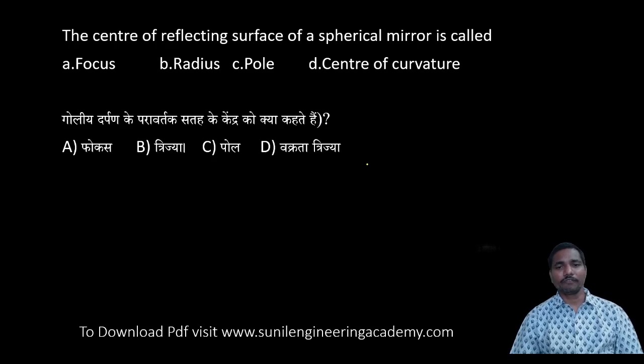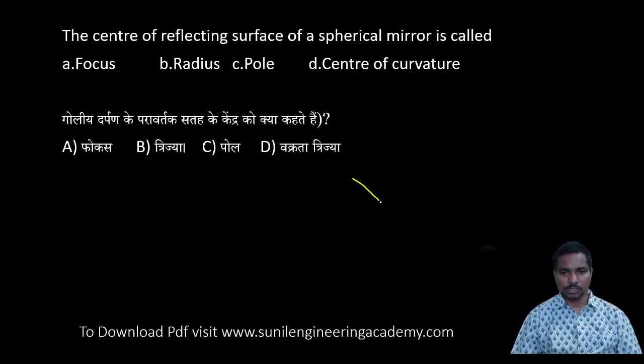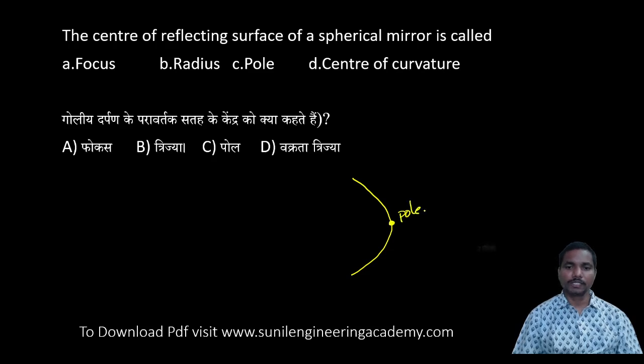Center of the reflecting surface of the spherical mirror. So this is the reflecting surface. What is the center? This is the center. So the center of the reflecting surface is nothing but the pole. So the answer is pole. Okay.